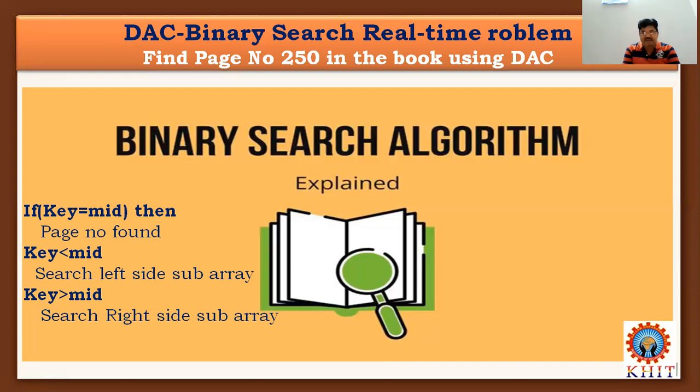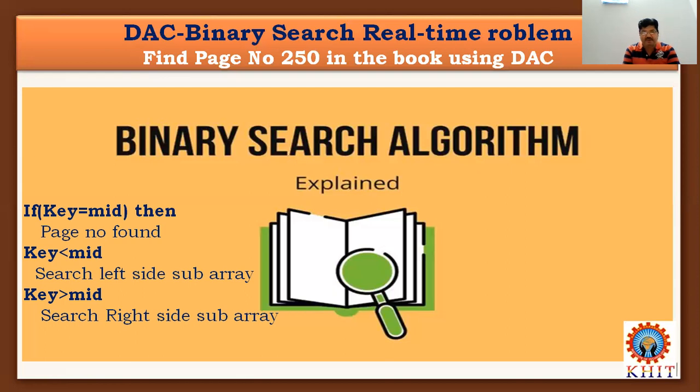In the given array, the elements should be in sorted order. Once the elements in the given array are in sorted order, then find the mid element. Mid element is equal to first element plus last element by 2. You will get the mid element. Compare the middle element with the key value. If key is equal to mid value, you will get the answer.